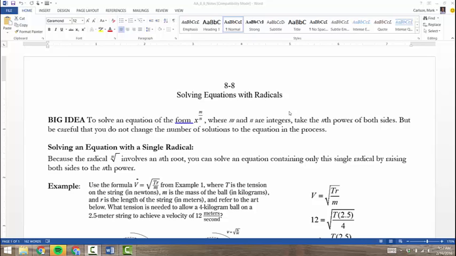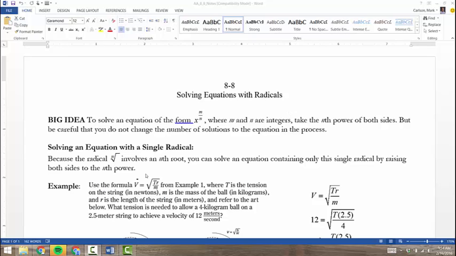When we do this, we're going to find out that we have to be very careful not to change the number of solutions to the equation in the process. So we'll take a look at that as we go through some things today, but we have to be very careful with that aspect.